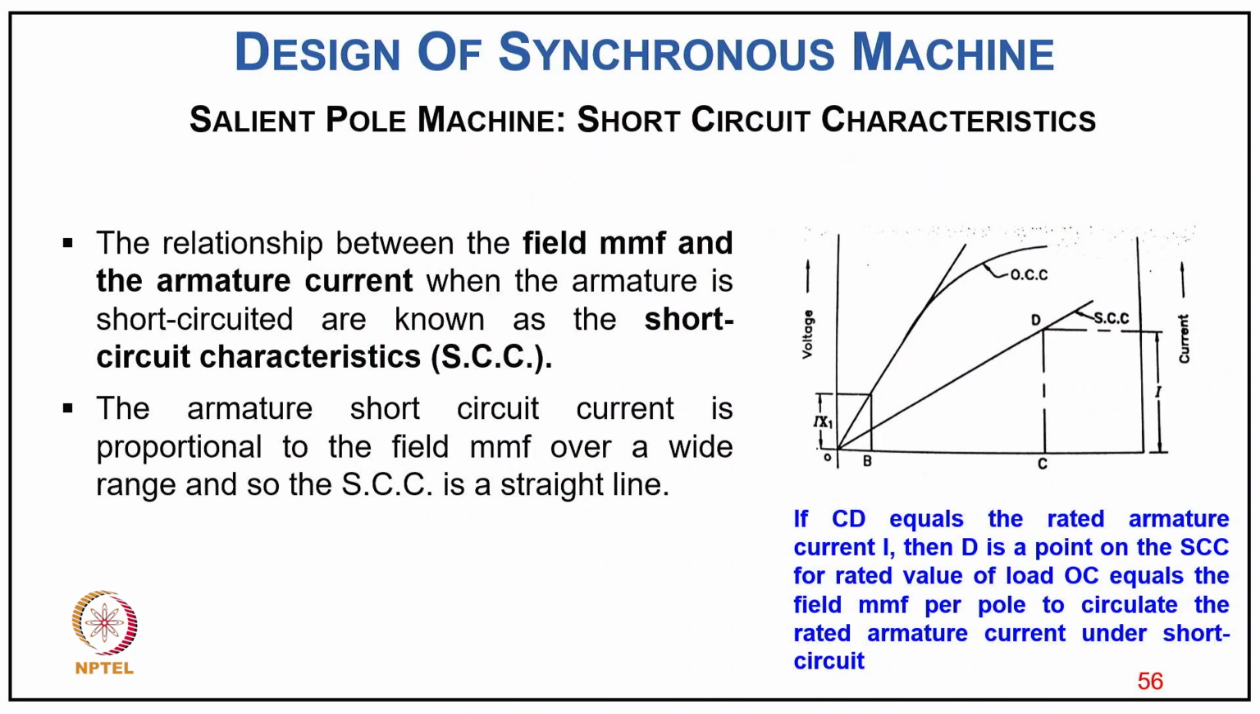Now the short circuit characteristic: the relationship between field MMF and armature current when the armature is short circuited is known as the short circuit characteristic. The armature short circuit characteristic is proportional to field MMF over the whole range, so that the SCC is a straight line. If CD equals the rated armature current I, then D is the point on the SCC for the rated value of load, and OC equals the field MMF per pole to circulate the rated armature current under short circuit.